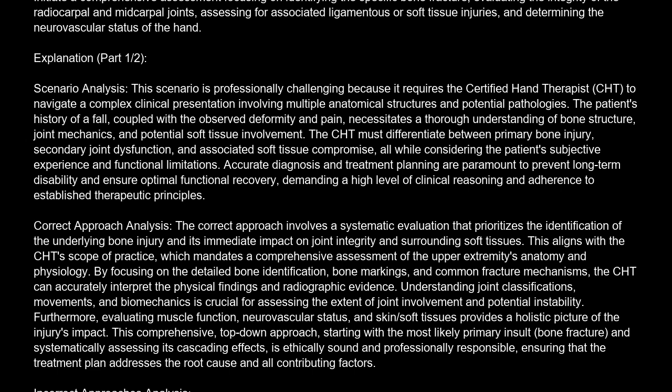potential instability. Furthermore, evaluating muscle function, neurovascular status, and skin and soft tissues provides a holistic picture of the injury's impact. This comprehensive top-down approach, starting with the most likely primary insult, bone fracture, and systematically assessing its cascading effects, is ethically sound and professionally responsible, ensuring that the treatment plan addresses the root cause and all contributing factors.